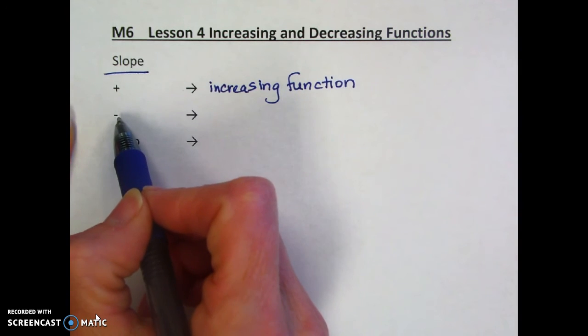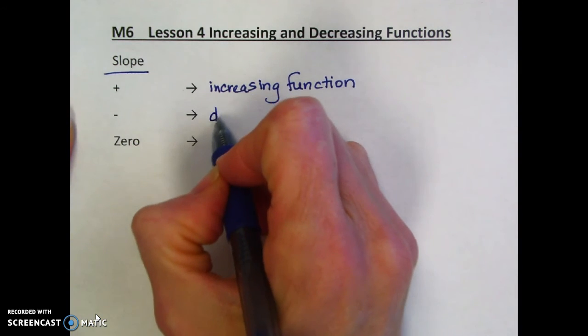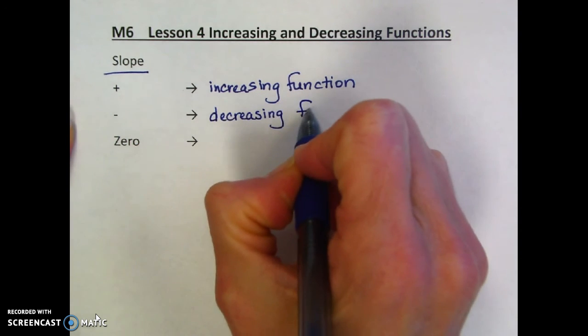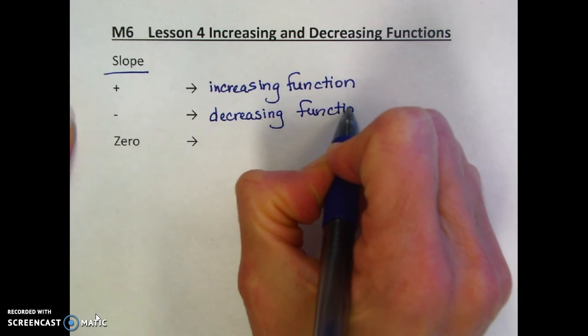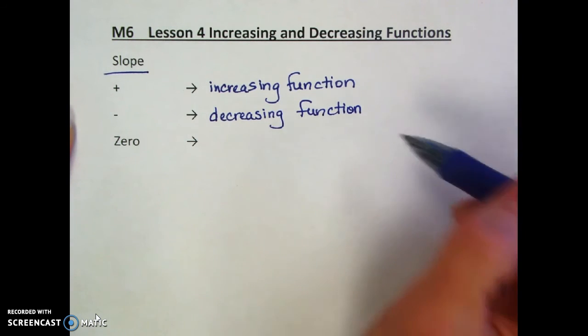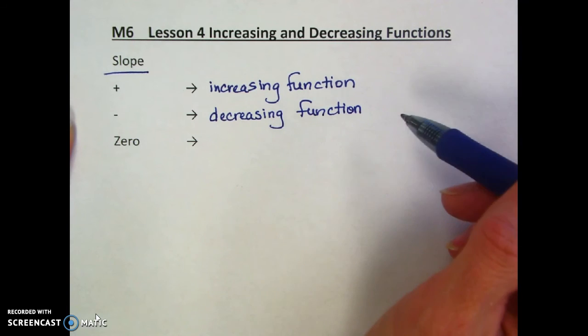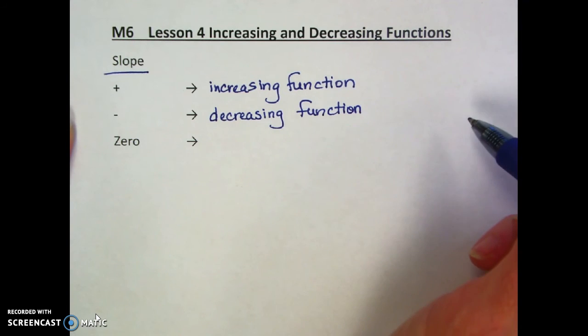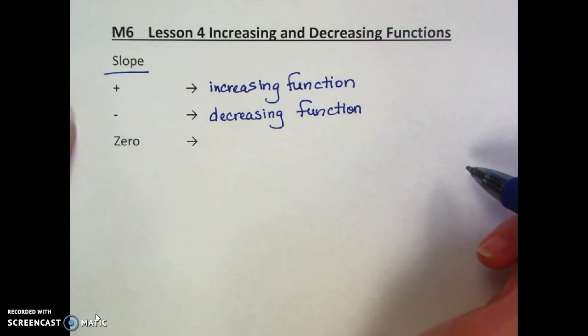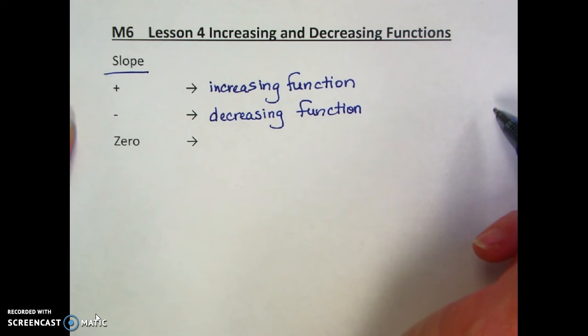A negative slope means you have a decreasing function, which is going downhill from left to right on a graph. But it also means that if one of the variables increases, the other one decreases, and vice versa. So if one decreases, the opposite one increases. They do the opposite to each other.